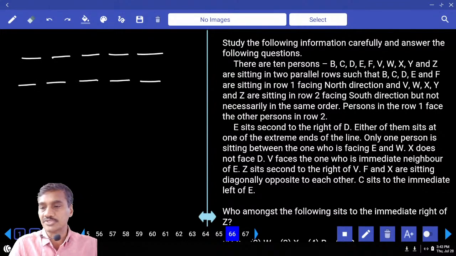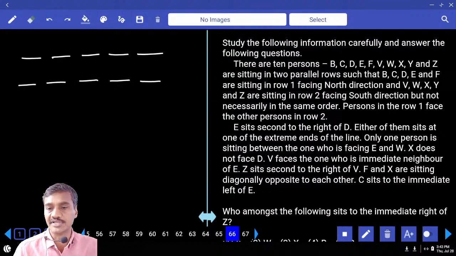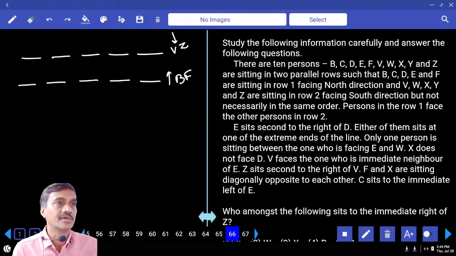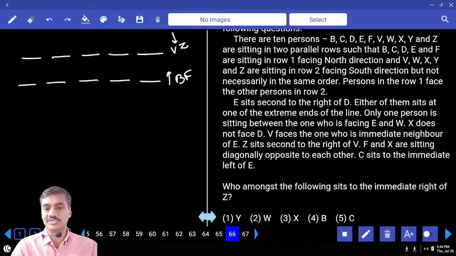And who are the persons in row 1? B, C, D, and F, they are facing towards north. Now this is row 1, B, C, D, and F, and in row 2, V, W, X, Y, Z, they are facing towards south. Hence, this is the information given.